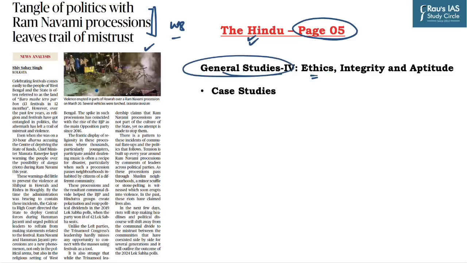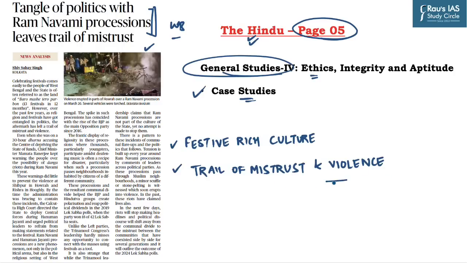As a case study can be asked on such an issue, we will try to discuss the ethical issues involved in such cases and what should be the way forward to enrich our cultural diversity so that we can protect and promote the slogan of unity in diversity. If you go through this article, you will get to know the key facts associated with this particular case. It highlights the festive rich culture of India and showcases the trail of mistrust and violence.